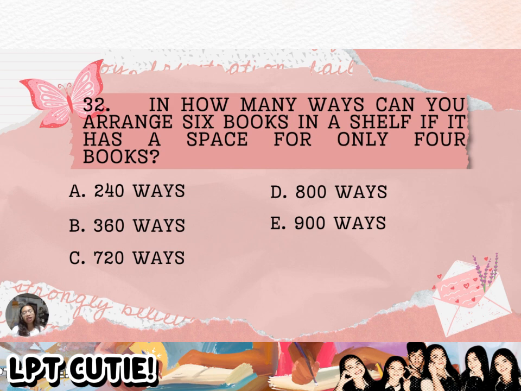So next, 32 goes like this: in how many ways can you arrange 6 books in a shelf if it has a space for only 4 books? Letter A, 240 ways. Letter B, 360 ways. Letter C, 720 ways. Letter D, 800 ways. Letter E, 900 ways. So what is this? Is this a permutation or is this a combination? The answer will be 360 ways.